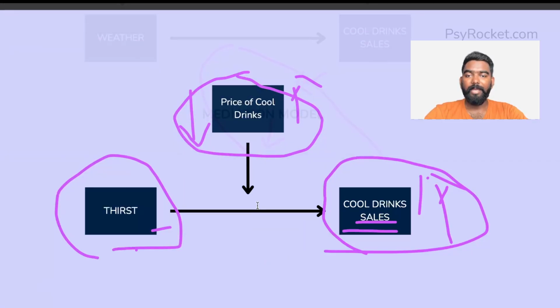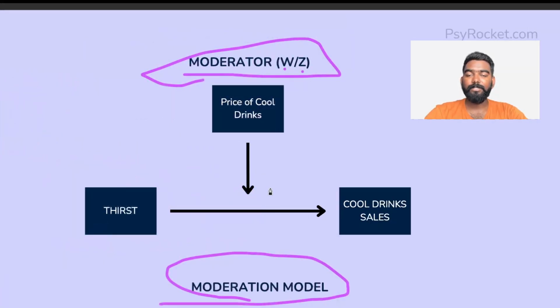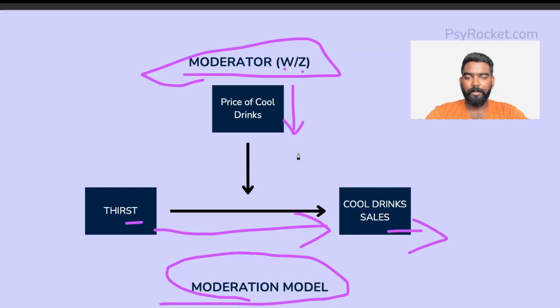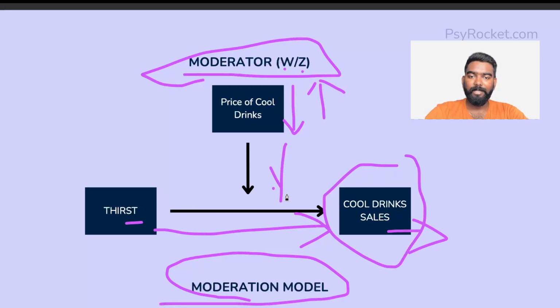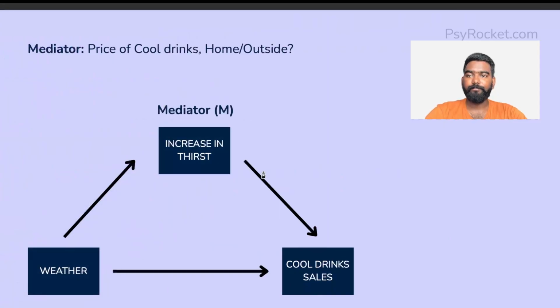So a moderator decides under what conditions or when a particular mediating effect will occur. So when there is thirst, obviously there will be cool drink sales only when the price of cool drinks is low or reasonable. If the soft drink price is very high, let us say 1,000 per liter or something, then obviously cool drink sales will not be much higher, which means it will moderate this particular causation effect.